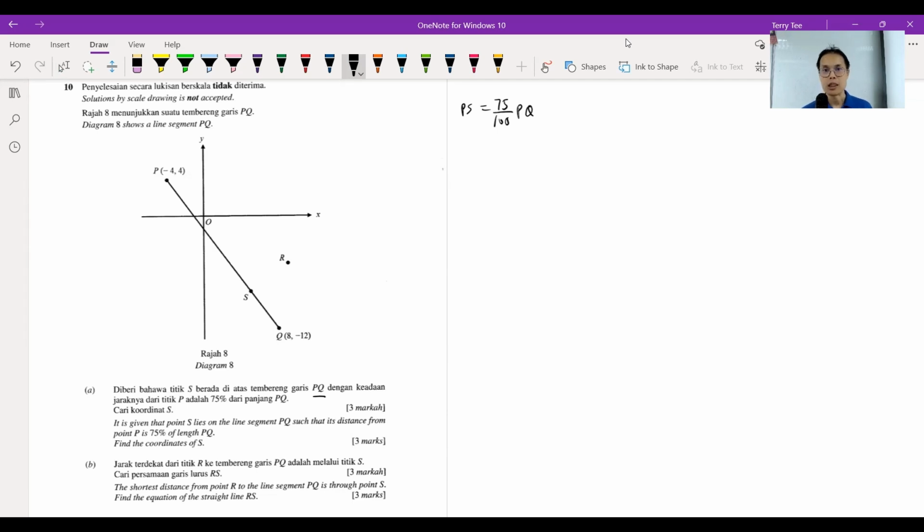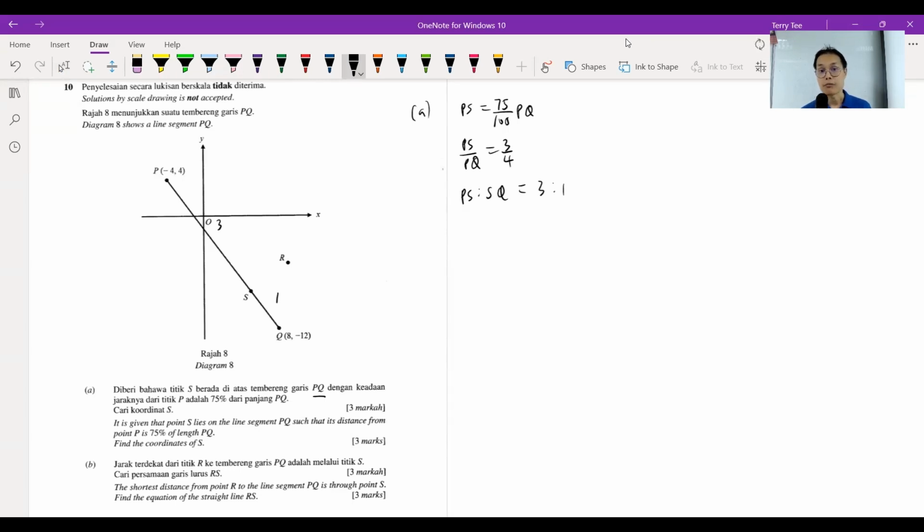75% is 3 over 4. So PS to PQ has a ratio of 3:4. That means this is 3. The whole thing is 4. So your SQ is 1. So this is 3:1. Okay, let me write like this. So you can see from here, your PS to SQ is 3:1. Okay, we are finding coordinate point S.